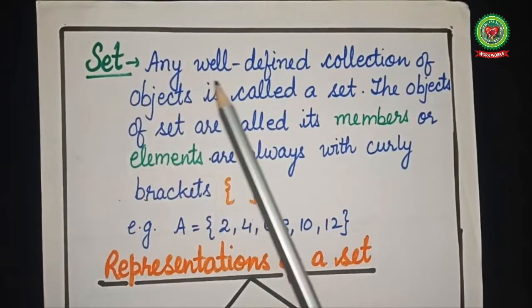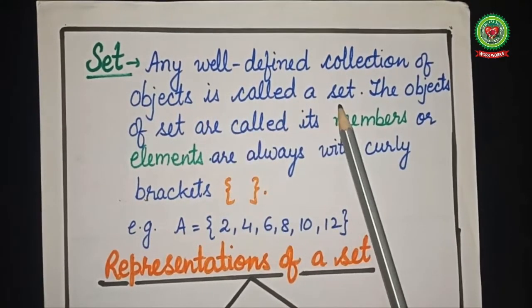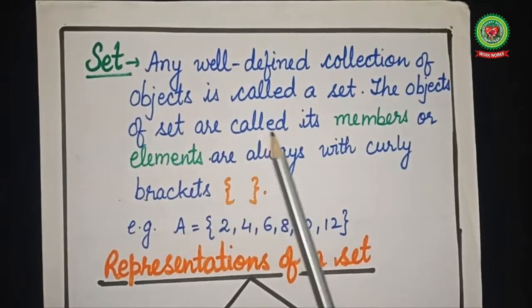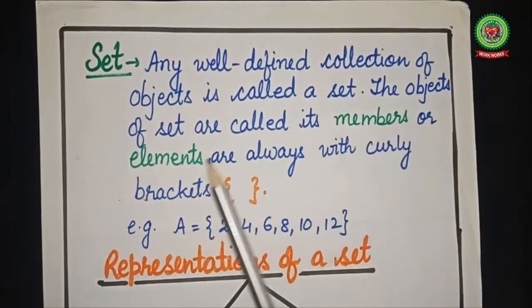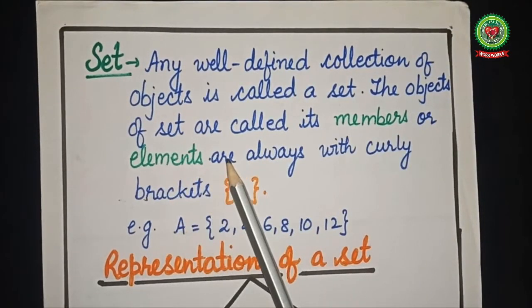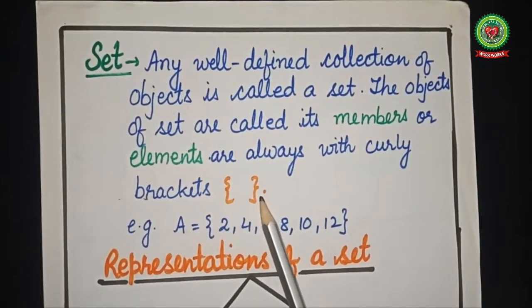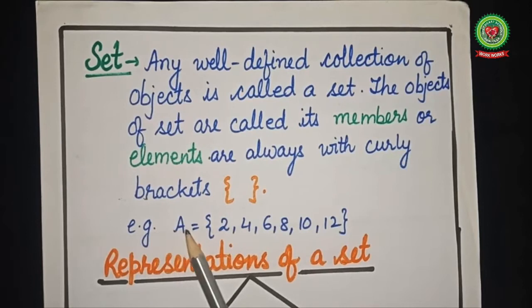Set. Any well-defined collection of objects is called a set. The objects of a set are called its members or elements, and sets are always written with curly brackets like this. For example, A is a set equal to {2, 4, 6, 8, 10, 12}, and it is closed. This is the notation for writing a set.